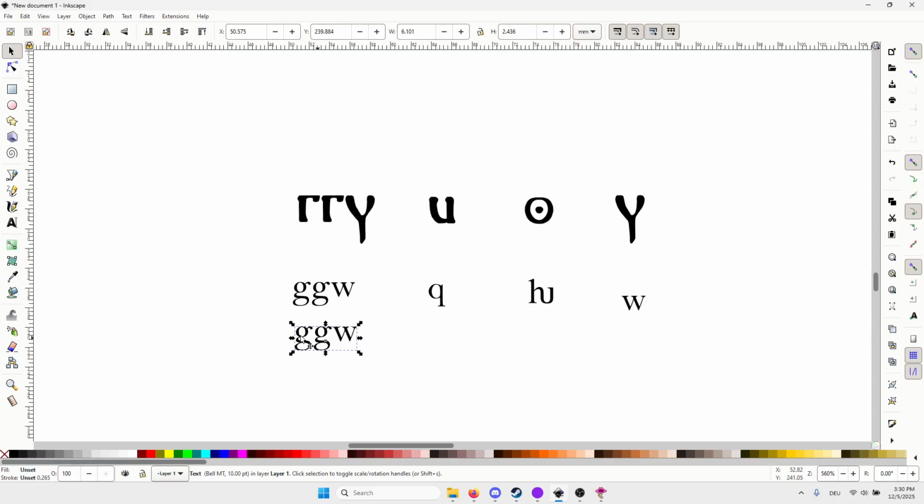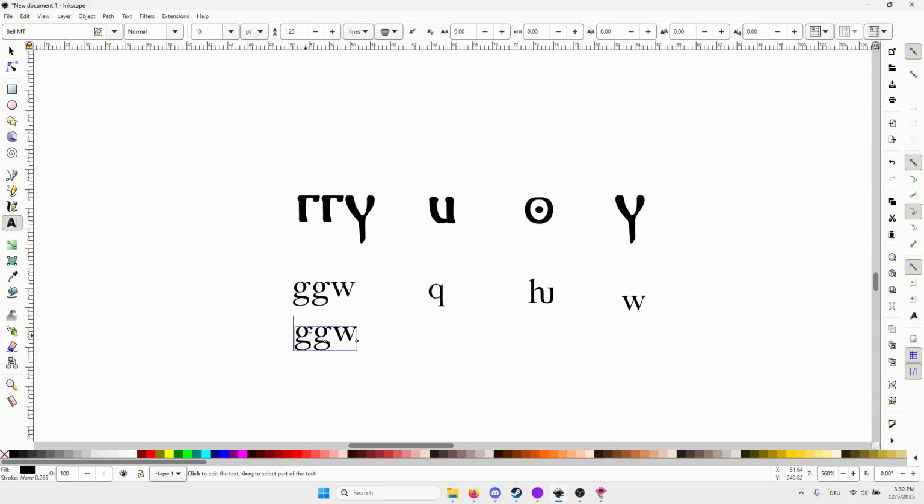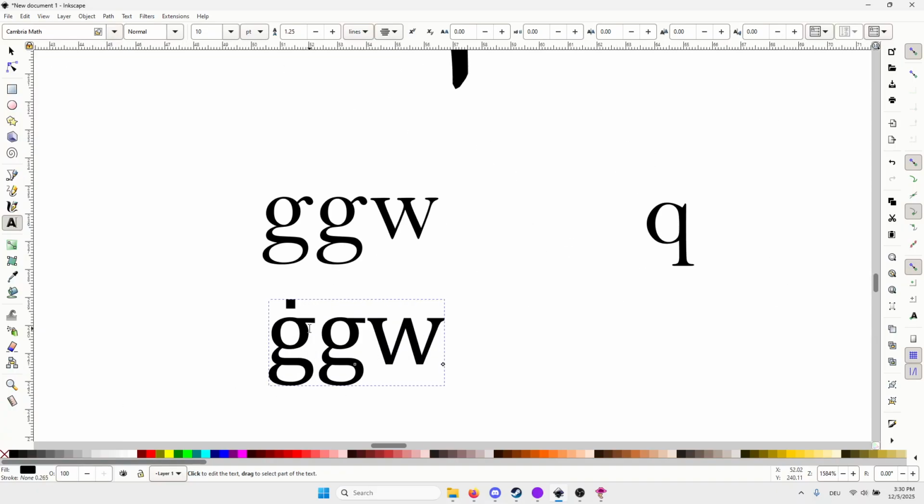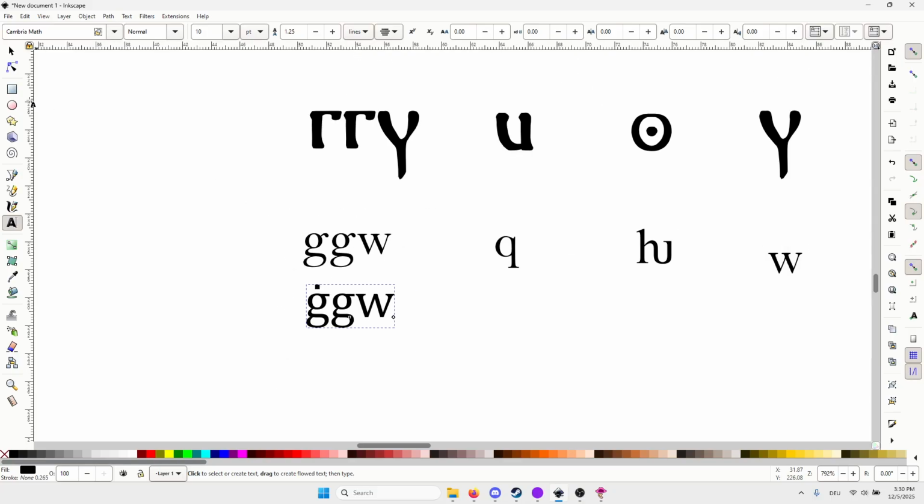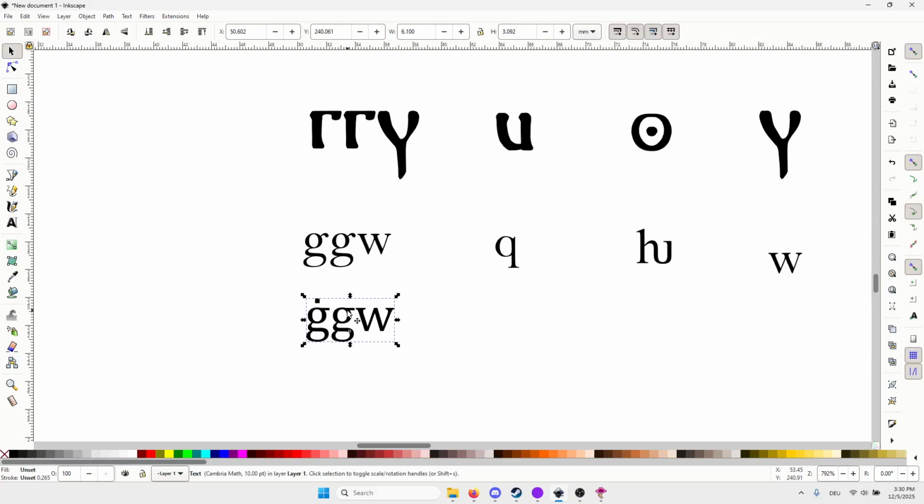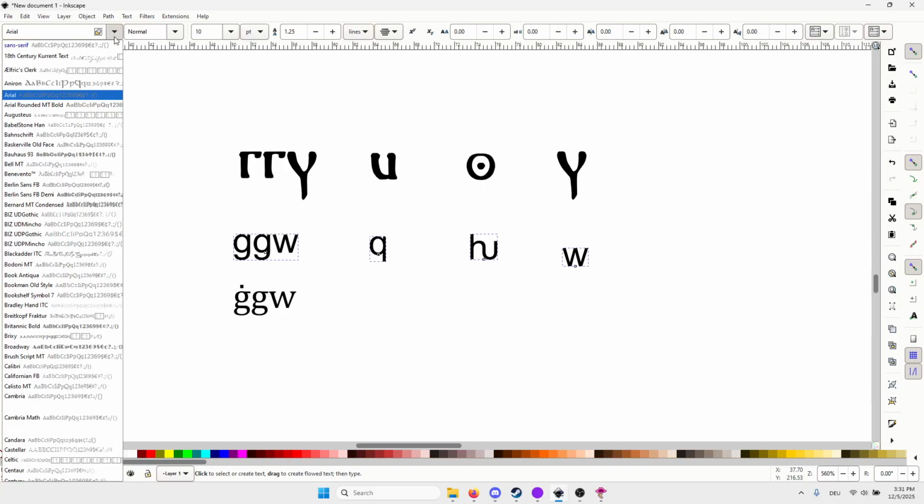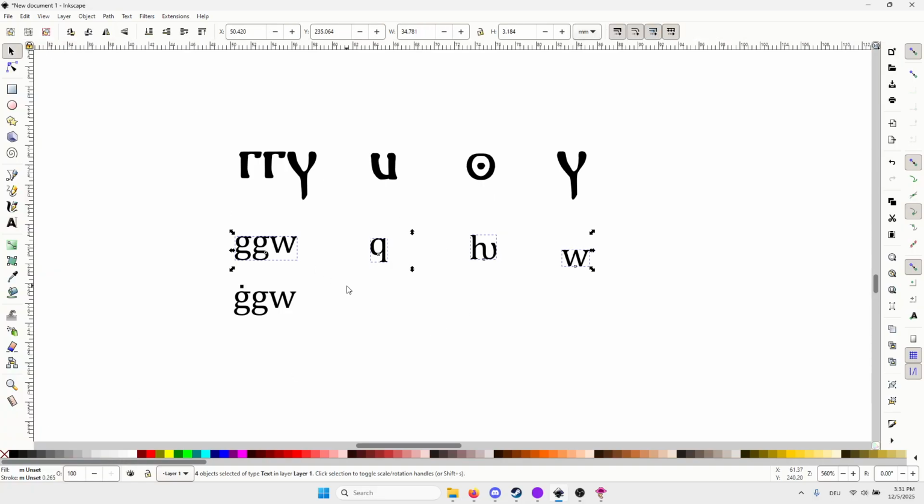I sometimes, and I'm pretty sure I'm the only one who does this, will write this G with a dot above it, and no dot above when it's G. In this case, it doesn't actually matter all that much. I'll just set all these to be the same font.